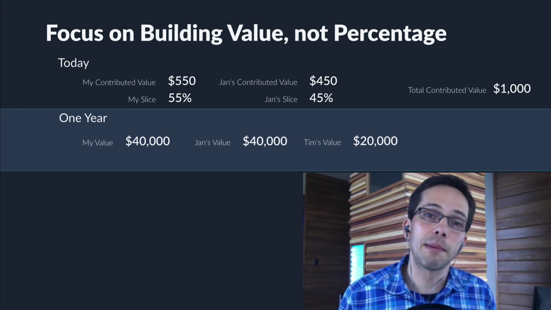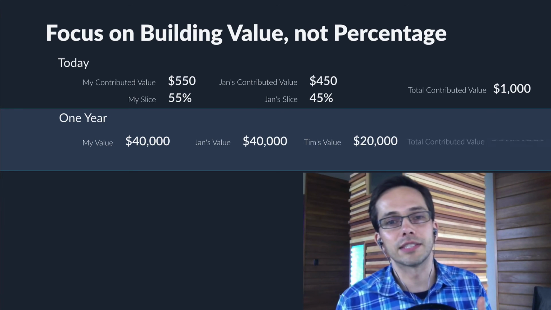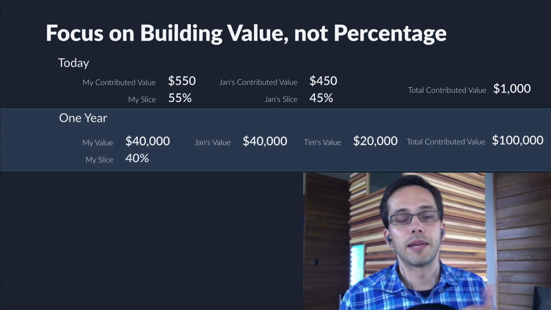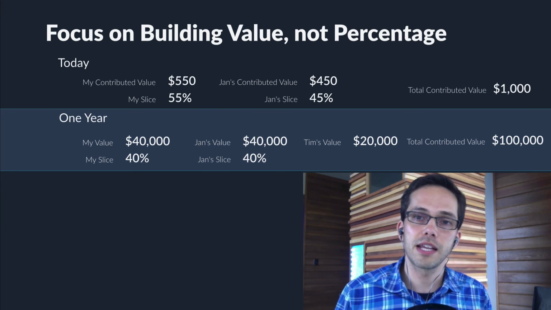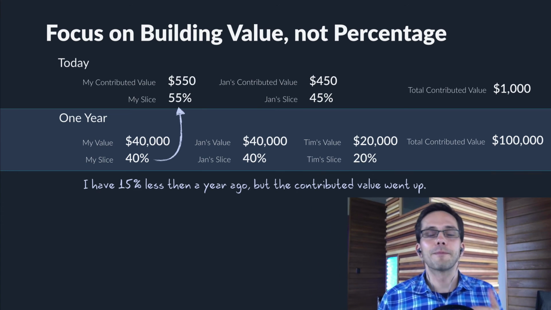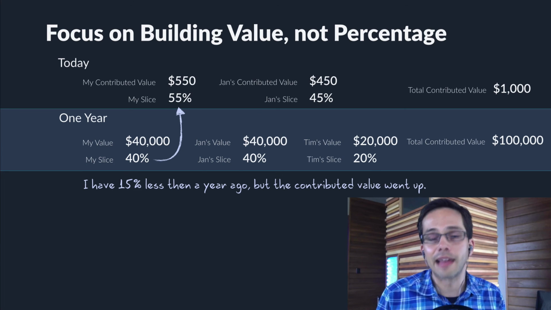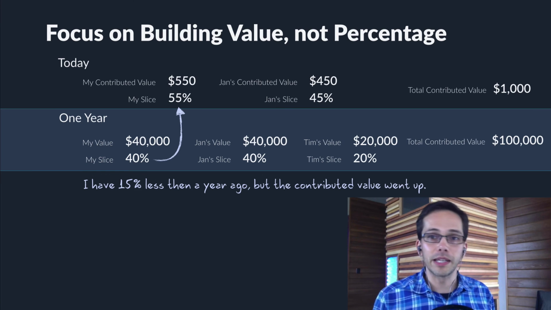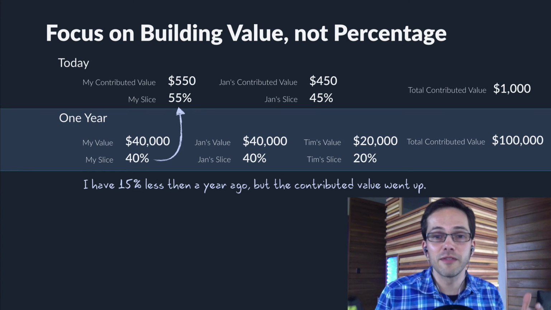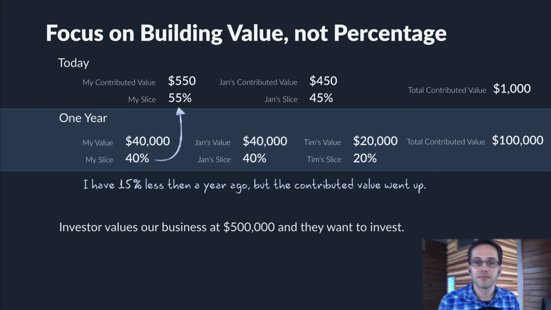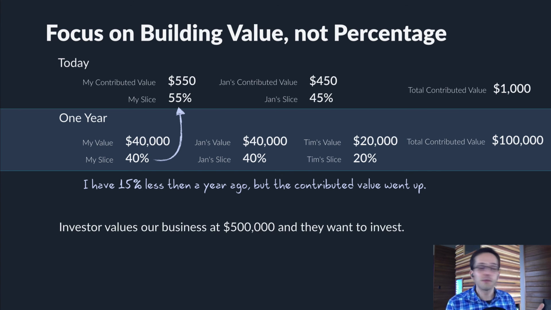Oh, and we have a new team member named Tim. He's up to 20,000. So total contributed value, 100,000. My slice is 40, Jan's is 40, Tim's is 20. So as you can see here, I have 15% less than a year ago, but I have 40% of a company that has a higher contributed value, that has a higher value because we all put into it. That's just fine.